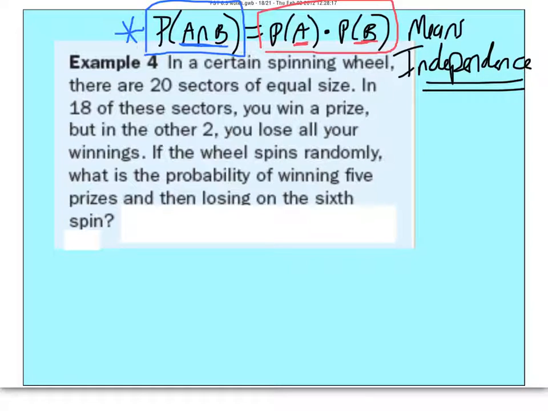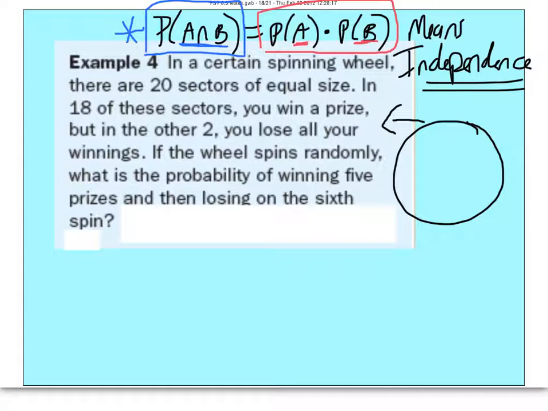What we're looking for here is actually 6 events, that the first 5 are winning and the 6th one is losing. Now, if you have a wheel with various sectors on it, every time you spin it, the events are independent of each other. What we got on the first spin will not impact the second. It's just logical that that makes sense. They didn't tell us that in here, but it's very logical that we know that they are independent.